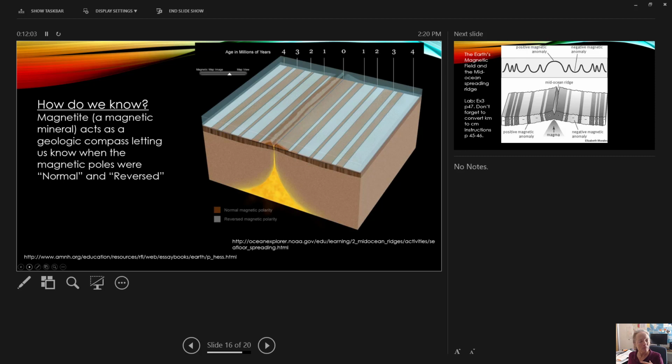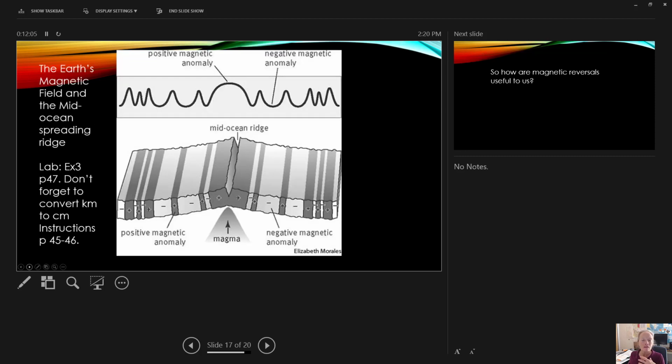This is the same thing represented a different way. These wavy lines, if they're up, it means what we call positive or normal polarity. And if they're down, it's reverse polarity. Or here's another picture of the mid-ocean spreading ridge.